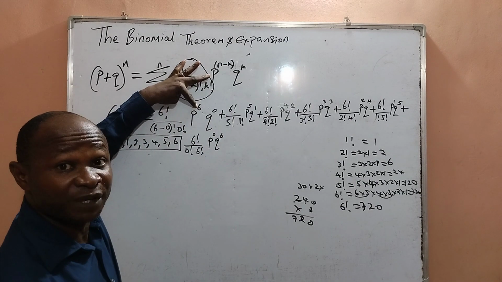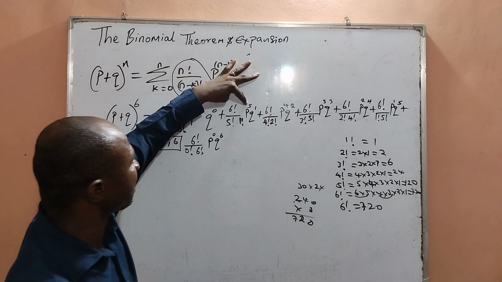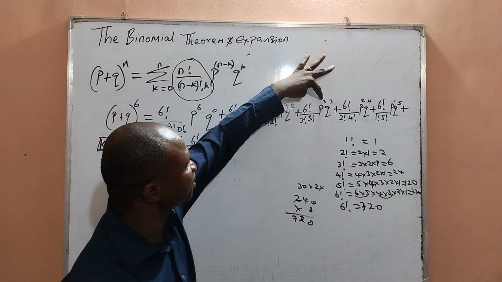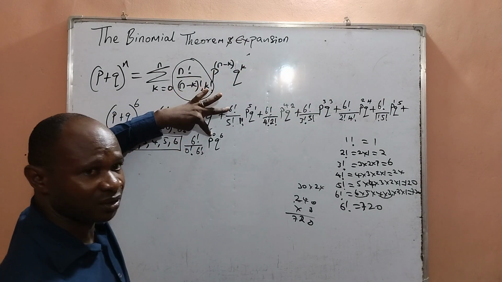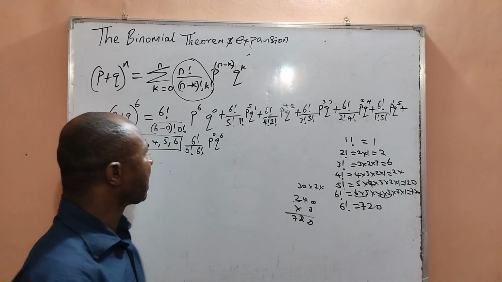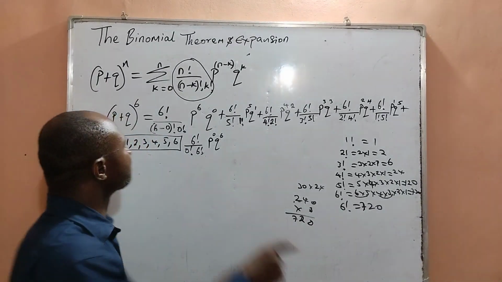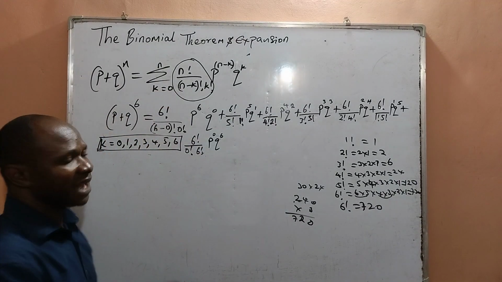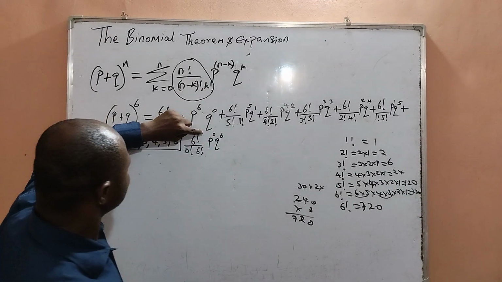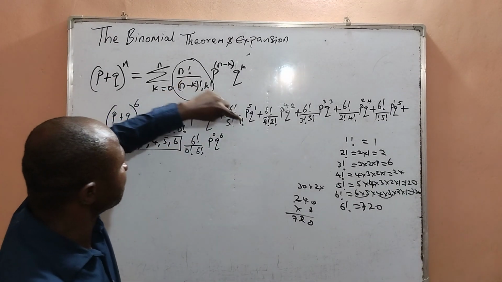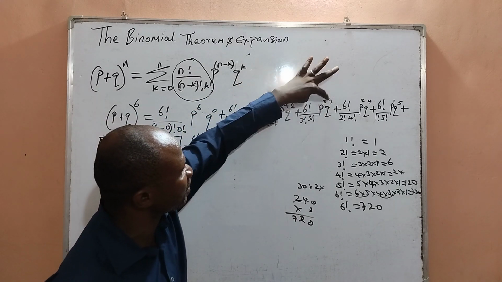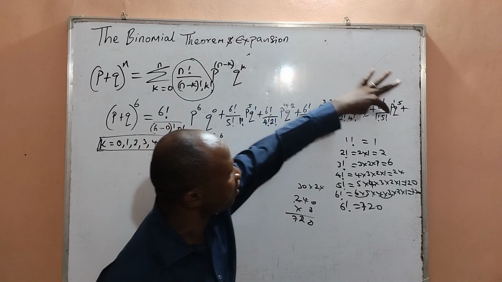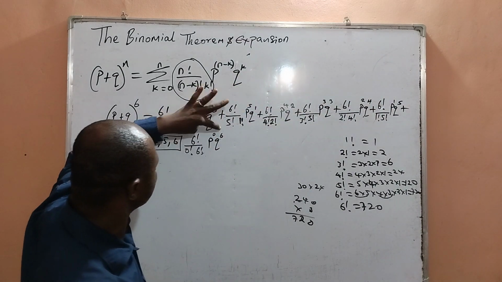The first power of p is 6, next is 5, next is 4, next is 3, next is 2, next is 1, and the last is 0. Whereas the power of q started from 0, which is the value of k, and it increases. So you can see q is to the power of 0, next q is to the power of 1, next q is to the power of 2, next q is to the power of 3, q to the power of 4, q to the power of 5, and then q to the power of 6.